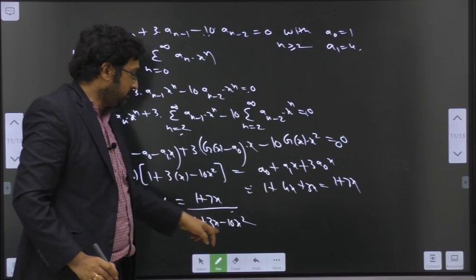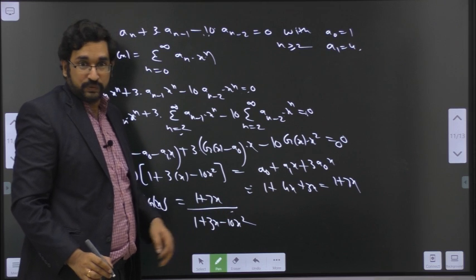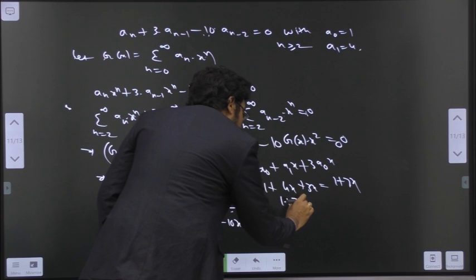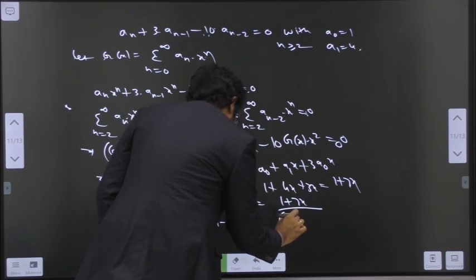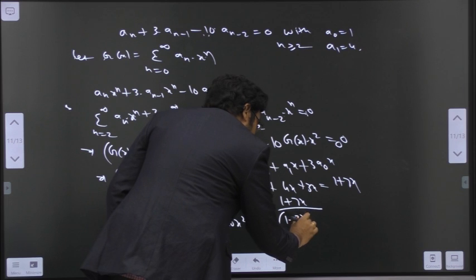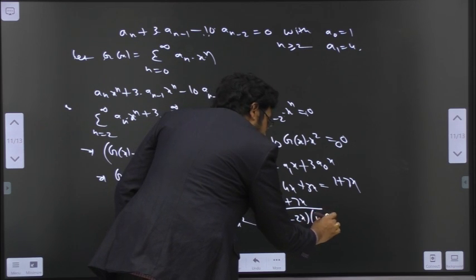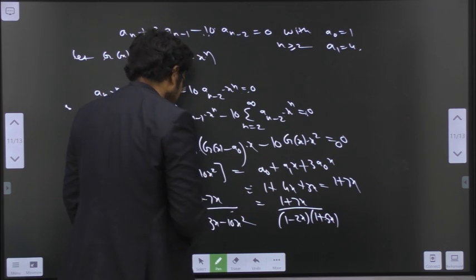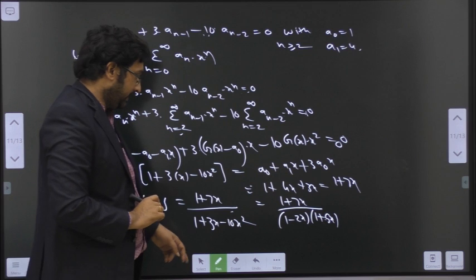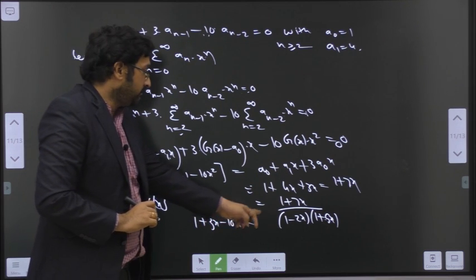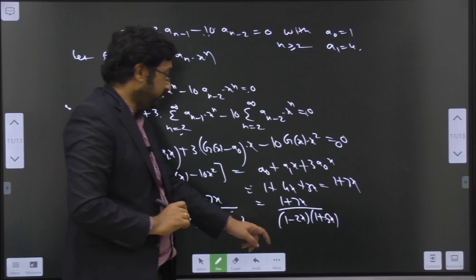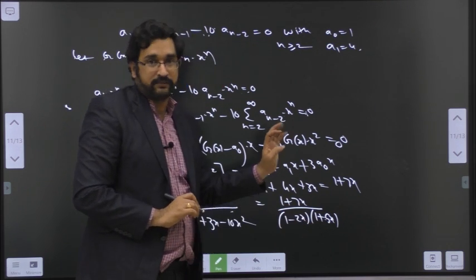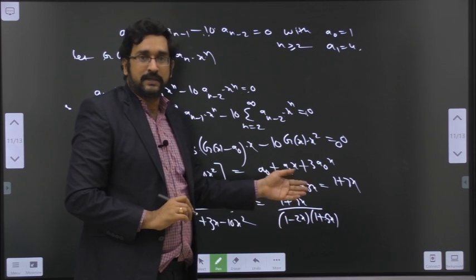So here 1, 10, 3. Common factors are 5 and 2. So we can write as 1 plus 7x by 1 minus 2x into 1 plus 5x. If you multiply 1 plus 5x minus 2x, you get 1 plus 3x minus 10x square. So if you find factors, we can write like this. Now we have to find partial fractions for this.